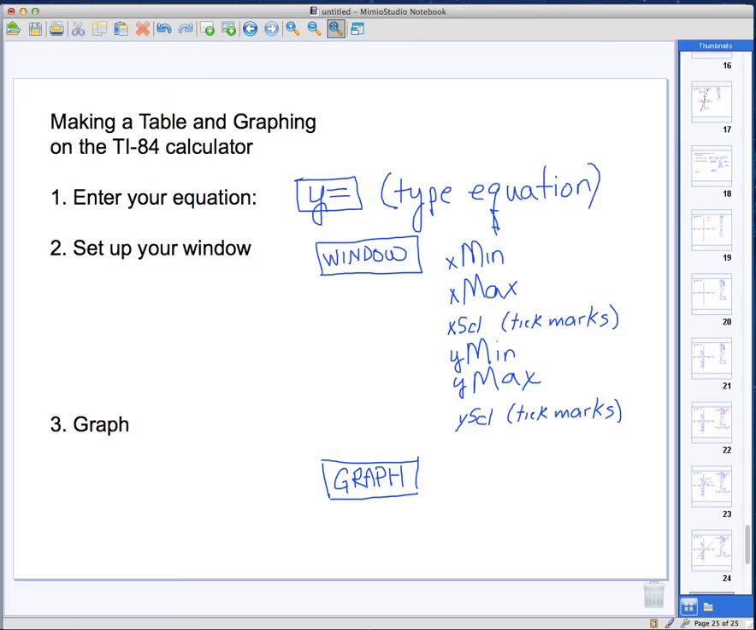And now here's a quick summary of the full graphing process, including the scale. So you enter your equation, y equals, and type the equation. Then you set up your window, Xmin and Xmax, and the Xscl to indicate the distance between the tick marks on the x-axis, and then Ymin and Ymax, and the Yscl, which is the distance between the tick marks on the y-axis, and then press graph to see your graph.